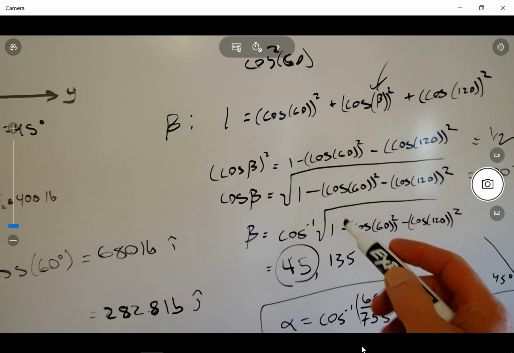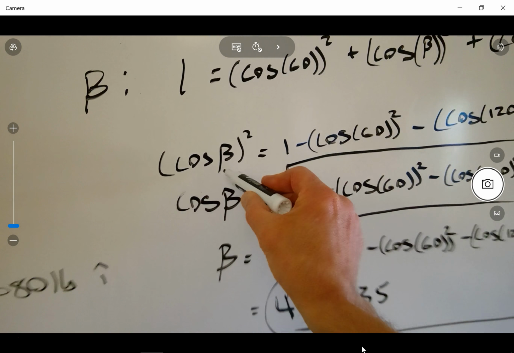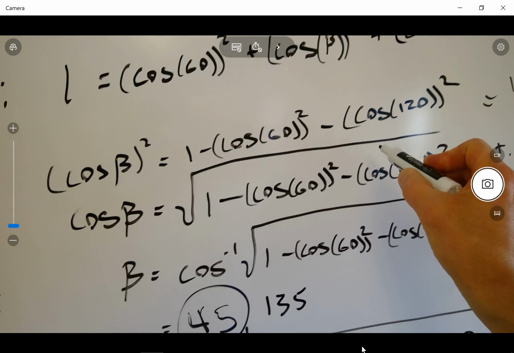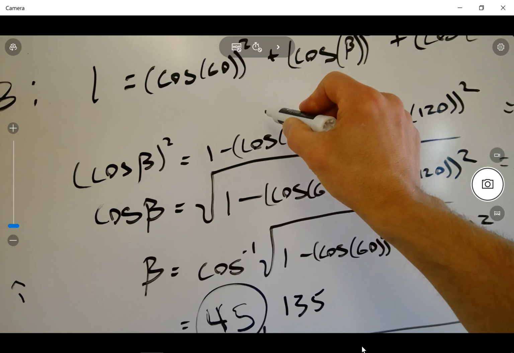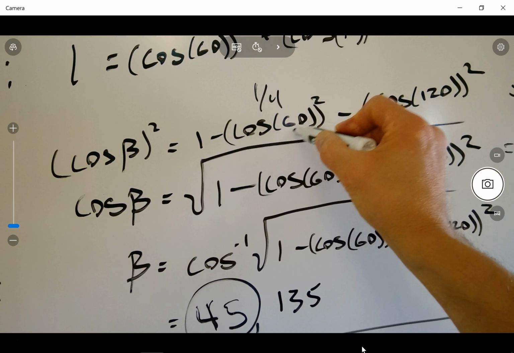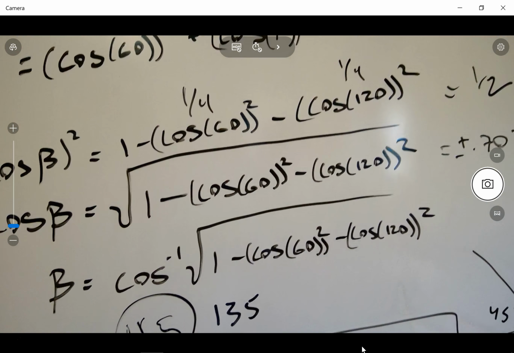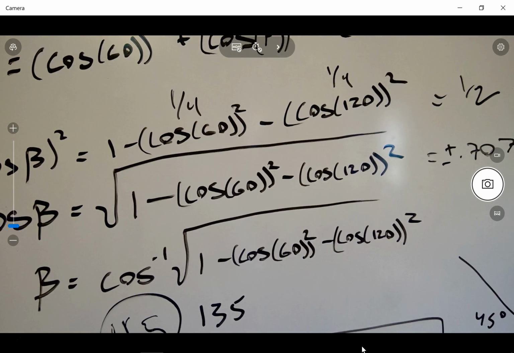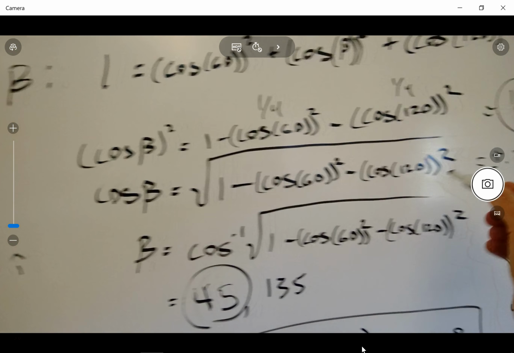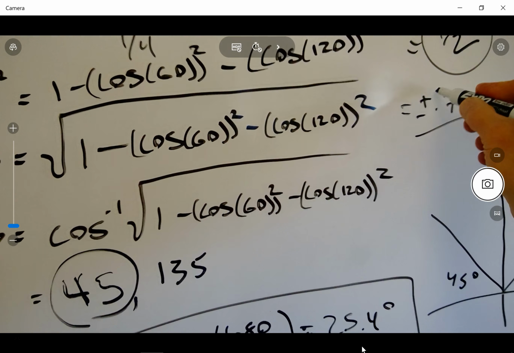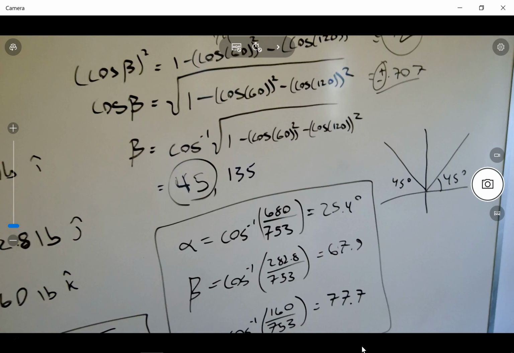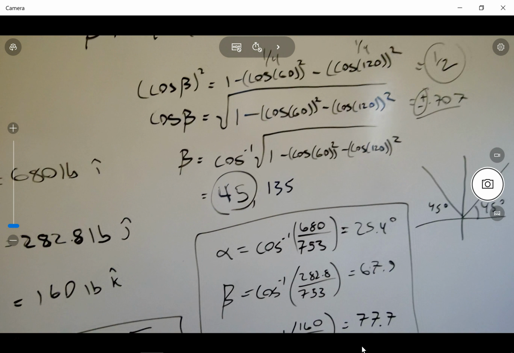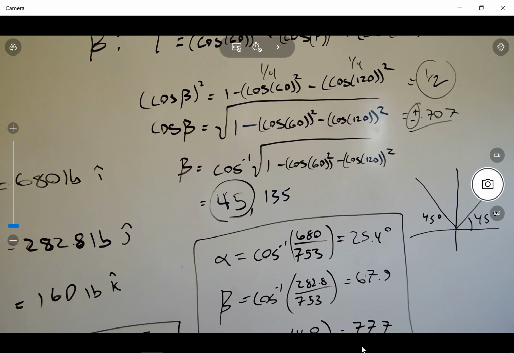People kind of get confused by this: the cosine squared of beta has to equal this value. When you plug in, this is a half squared, so this is a quarter. So basically you're left with a half, the cosine squared of beta. That means the cosine of beta could either be plus or minus 0.707. Those are the two possible angles for beta to fulfill the mathematics.